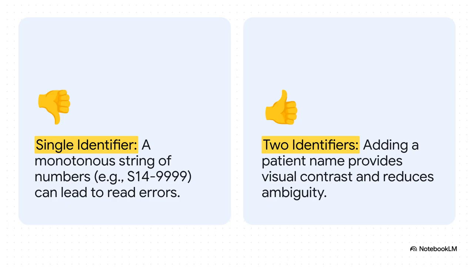On one side, you have a label with just an accession number, like S1499999. It's just a string of numbers, right? It's really easy to accidentally swap a digit or just misread it. But now, look at the other side. You add a second identifier, like the patient's name. All of a sudden, you've got a clear visual contrast between letters and numbers. It makes the label much more distinct and just massively cuts down the chance of a mix-up.